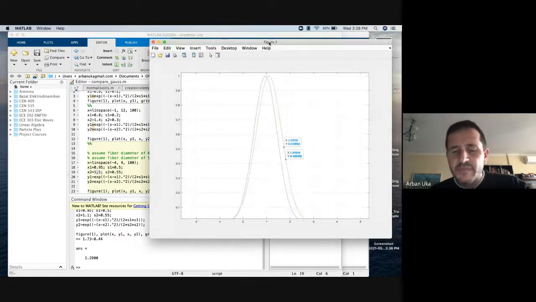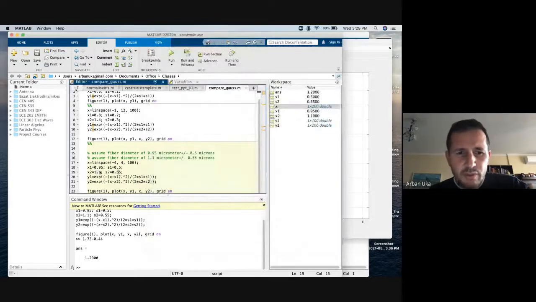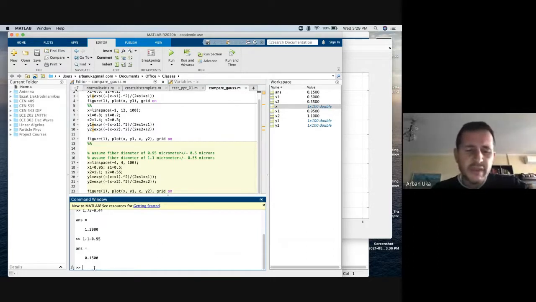Now, the question is, we have two different Gaussian distributions, normal distributions that look as shown here. The question is this: are these any different? Are these fibers any different? The first answer would be no, because there is so much overlap. The first perception is the following: since x2 is 1.1 and x1 is 0.95, it looks like x2, the second set of fibers, has a larger diameter. Someone could also say this, because 1.1 minus 0.95 gives 0.15. So it looks like the second set is larger in diameter.